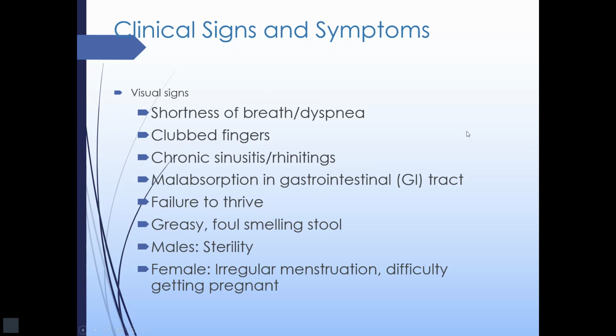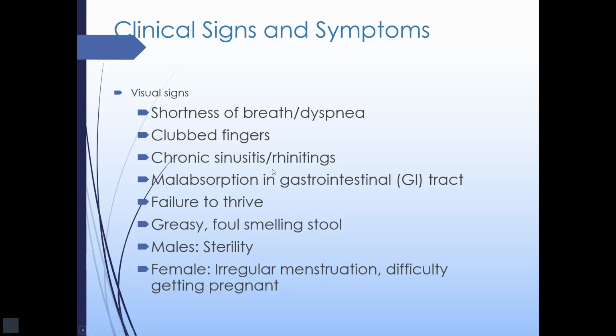Clinical signs and symptoms. These patients have shortness of breath and dyspnea chronically. They can have clubbed fingers, which is caused by a chronic low level of oxygen in the blood and malabsorption in the GI tract. Clubbed fingers means it's kind of bulbous or bulging at the tip of the finger. The nail bed will fold or round over the finger, and they can also have cyanosis, not necessarily blue, but more of a purple tint.